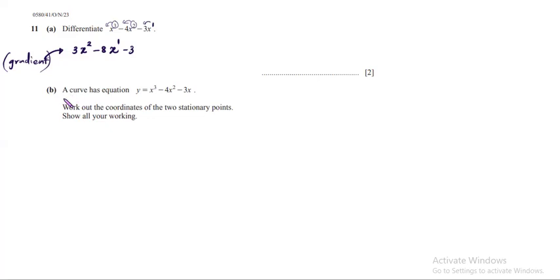The next one is the equation of the graph is given to us as y is equal to the same x cubed minus 4x squared minus 3x. Work out the coordinates of 2 stationary points. Show all your workings. This term stationary point, or turning point, maximum point, minimum point, they all mean that at those points the gradient is equal to a 0.